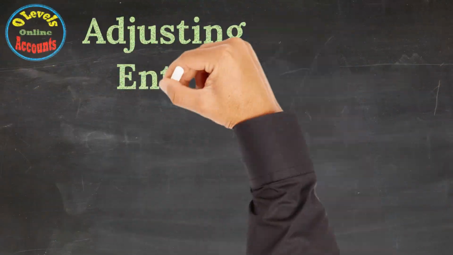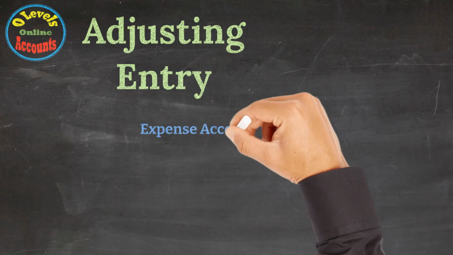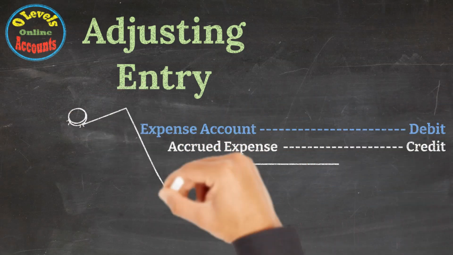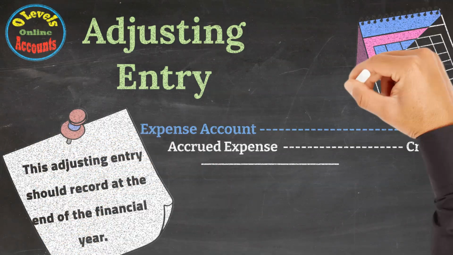The adjusting entry should be recorded at the end of the financial year. The entry would be, expense account debit and accrued expense account credit. Let's move to the next slide.